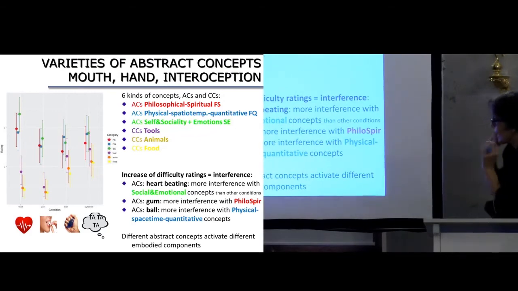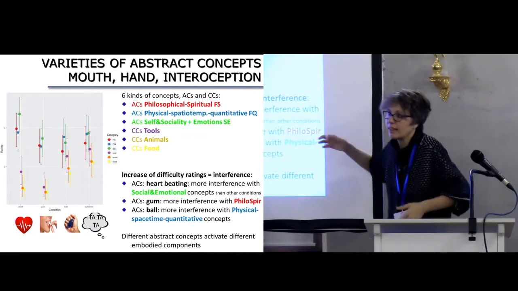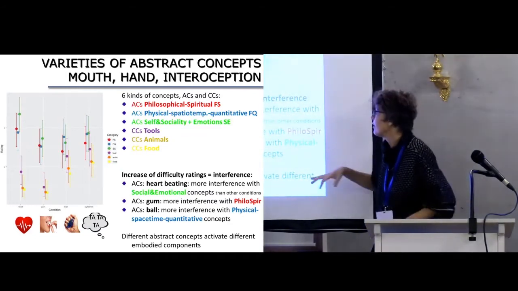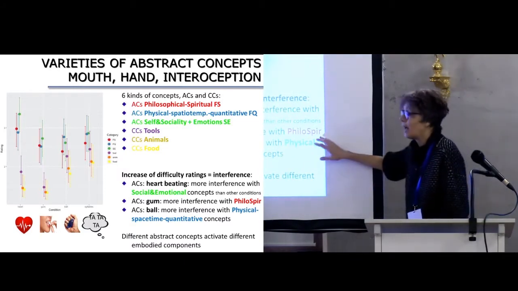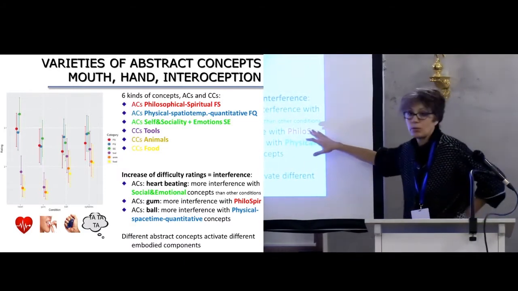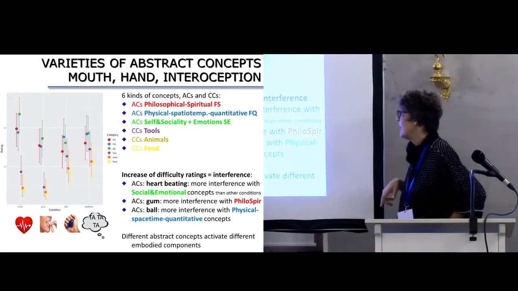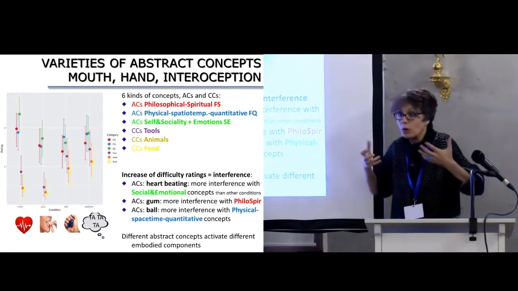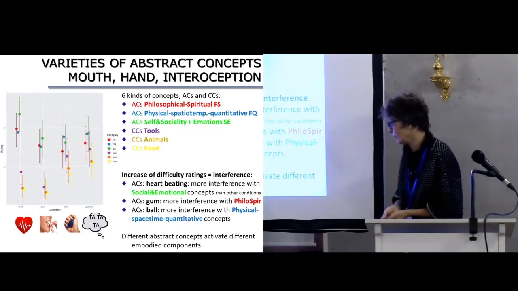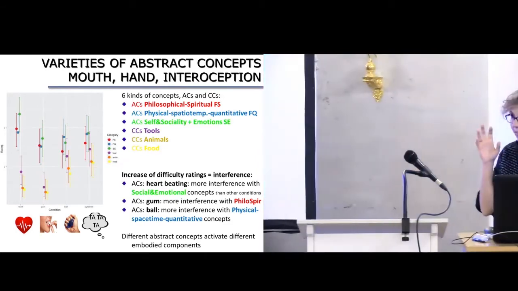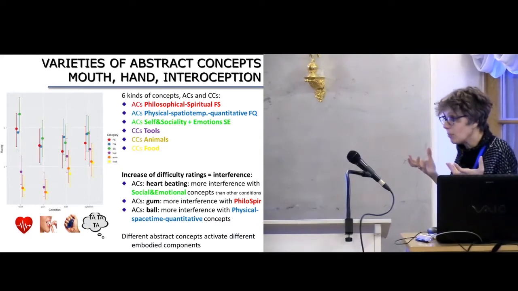And I'm not going to discuss the detail, but we found, as predicted, that heart beating can determine a higher interference with social and emotional concepts, and the mouth slightly, so a bit more interference with philosophical, spiritual concepts, and the ball with the more concrete among the abstract concepts, so those related to thought. So to conclude, different abstract concepts activate different embodied components.